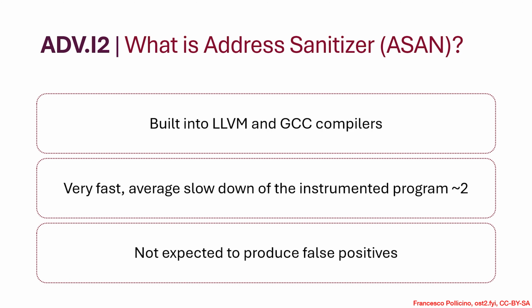Other key characteristics of ASAN are that it's already built into LLVM and GCC compilers, and compared to other memory debugging tools, it's lightweight and efficient, with an average slowdown of the instrumented program of 2x, and it does not produce false positives. If you see one, look again, most likely it's a true positive.